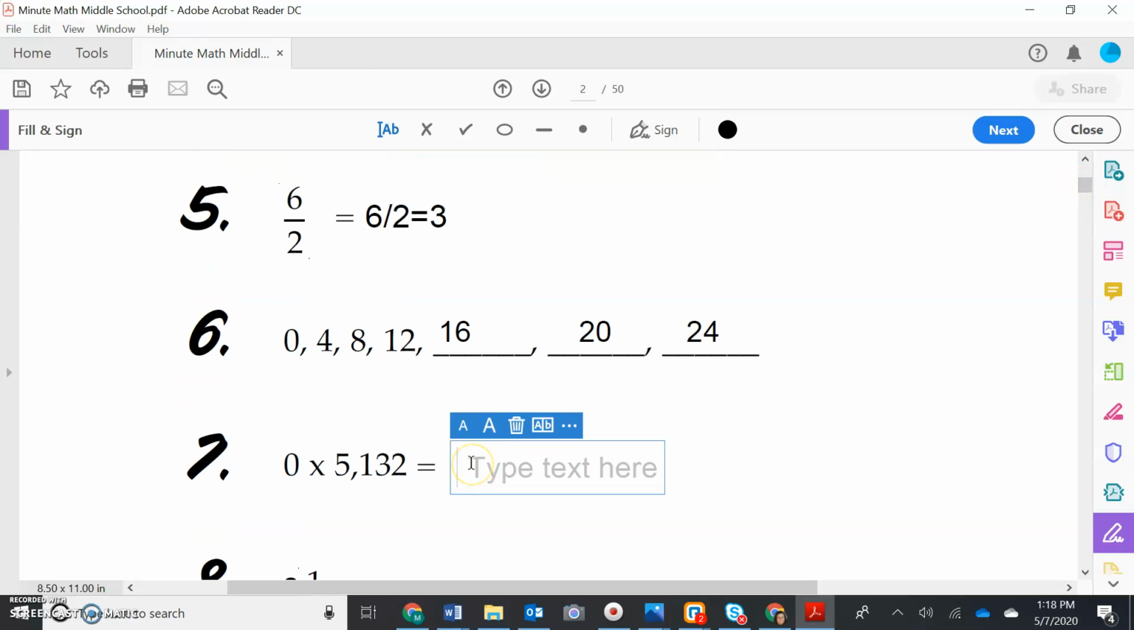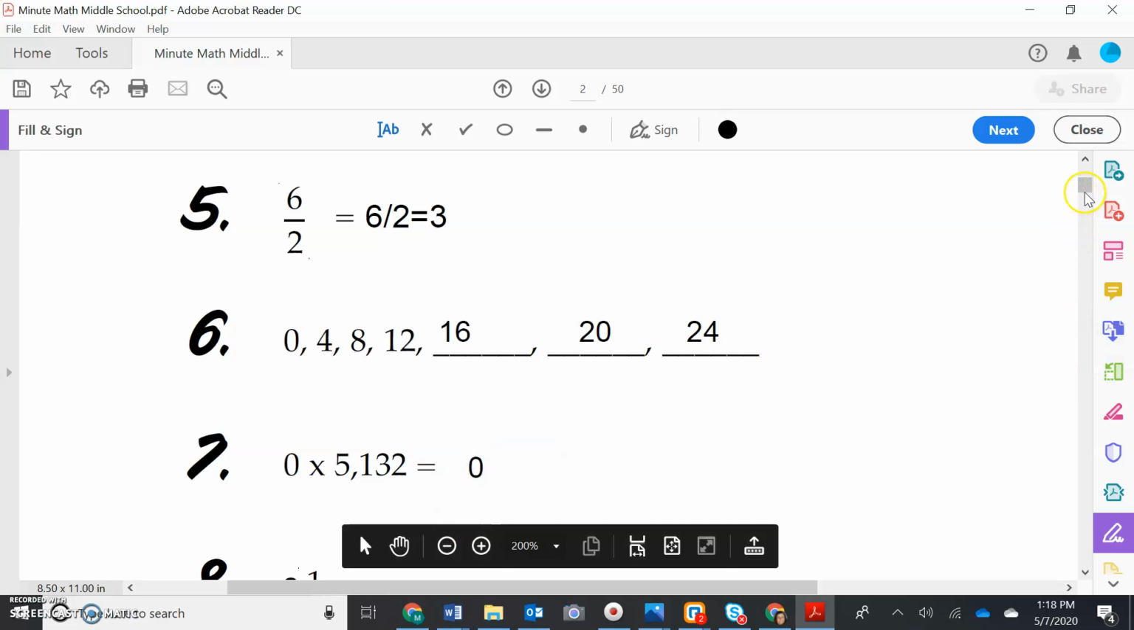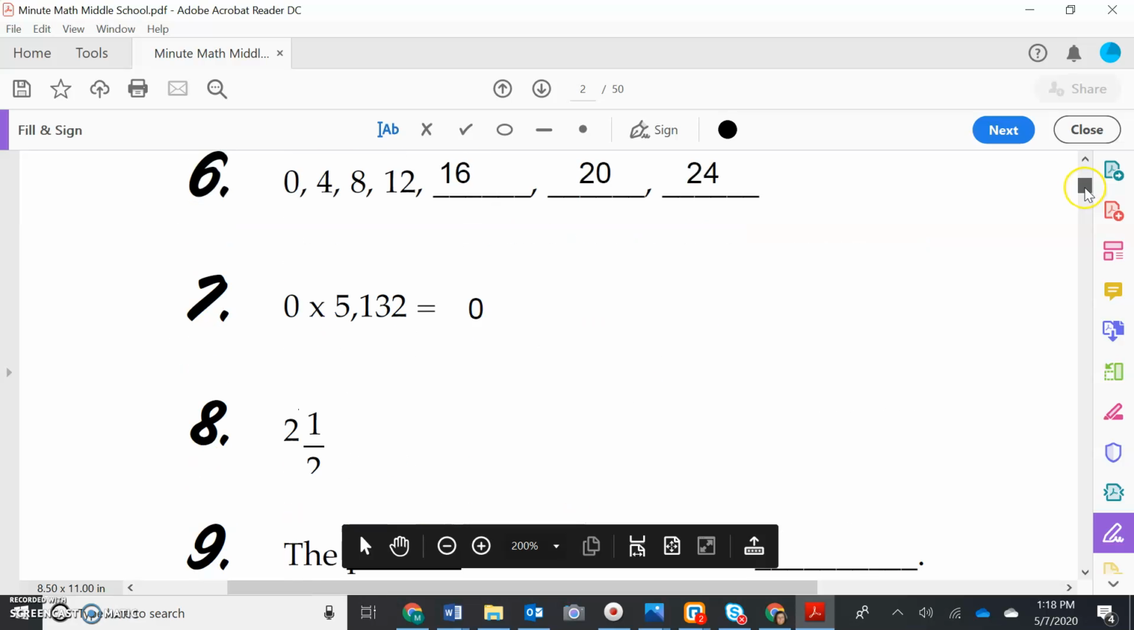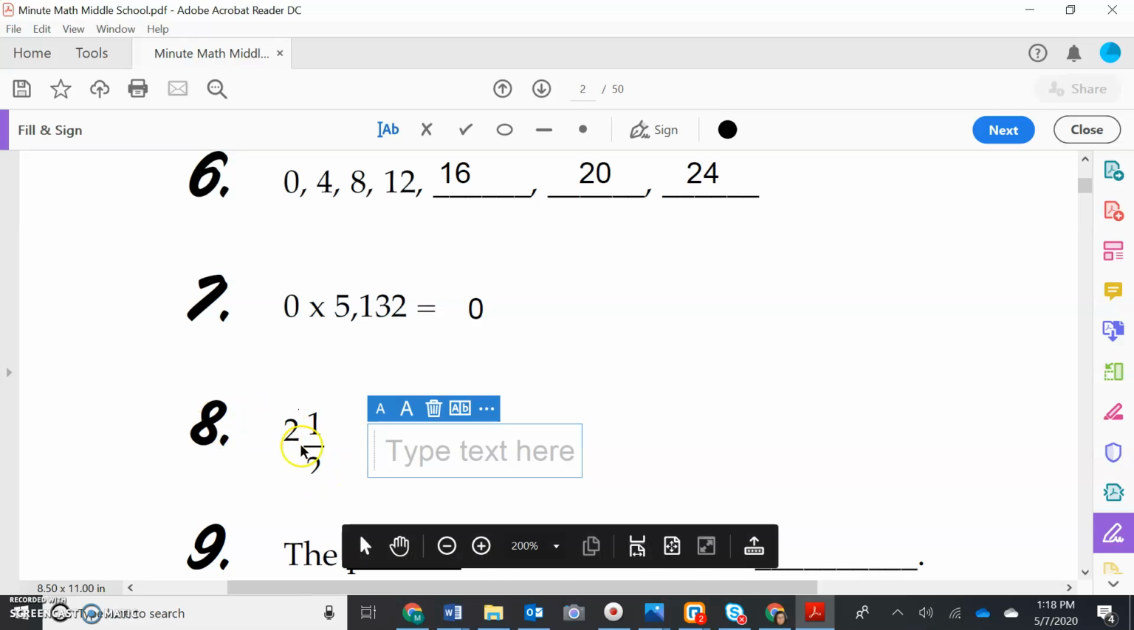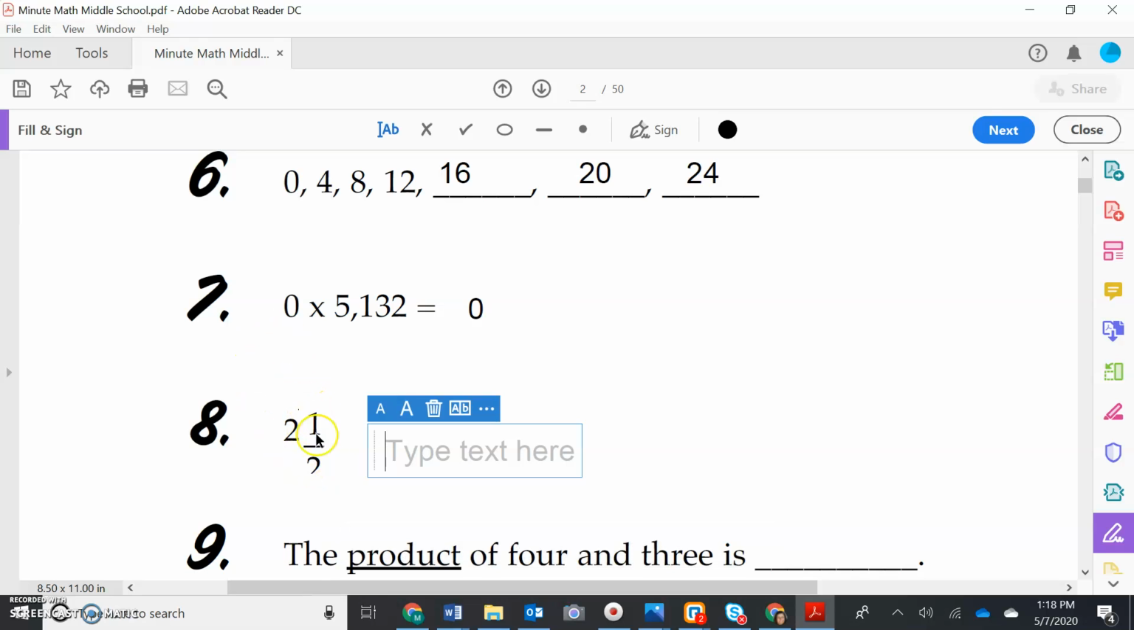Guys, this next one is so stinking easy. Look at this. Anything times 0 is 0. Boom. Don't forget that. That was just like a little reminder question. Okay, so we have got 8. I think this should be 2 1/2, and they just messed it up on the paper. So turn this into an improper fraction. First we take this number and we times these two numbers together. 2 times 2 is 4. Then we add this number up here in. So 2 times 2 is 4 plus 1 is 5. So you should have that it equals 5.